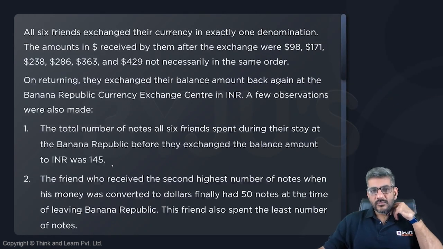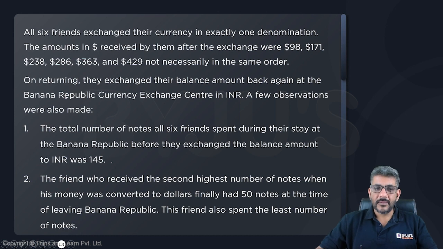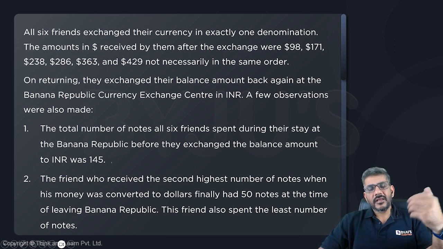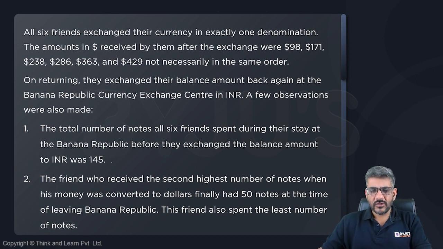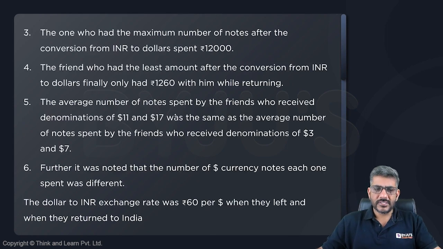After that, there is more information on this, that all 6 friends exchange their currency in exactly one denomination. The amounts in dollars received by them after the exchange are given. On returning, they exchange their balance amount back again at the Banana Republic. So it's kind of they had some money in INR. They exchanged it into dollars at the Banana Republic Currency Exchange Center. And while coming back after spending some amount, whatever leftover amount was there, they again exchanged it back to INR and then they came back. After which some information is given to you, as you see on this page. Along with that, there is more information on the next page as well, as you can see on the screen.